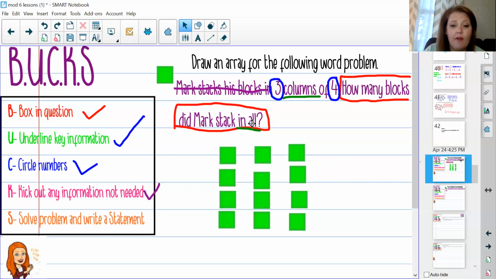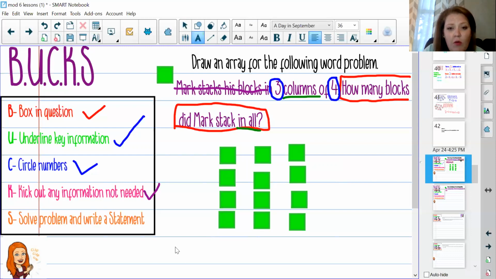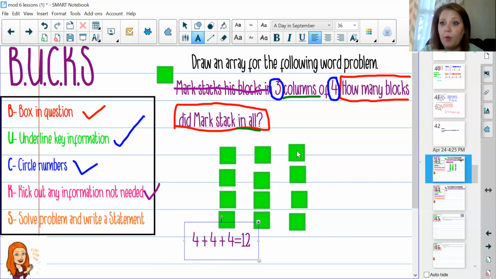Now we need to solve it. We did our part, but now we need to write our repeated addition sentence. So what would our repeated addition sentence be? 4 plus 4 plus 4. So 3 columns of 4 equals 1, 2, 3, 4, 5, 6, 7, 8, 9, 10, 11, 12. I was pointing to my screen and I realized you couldn't see me point to my screen. Silly Mrs. Reed.